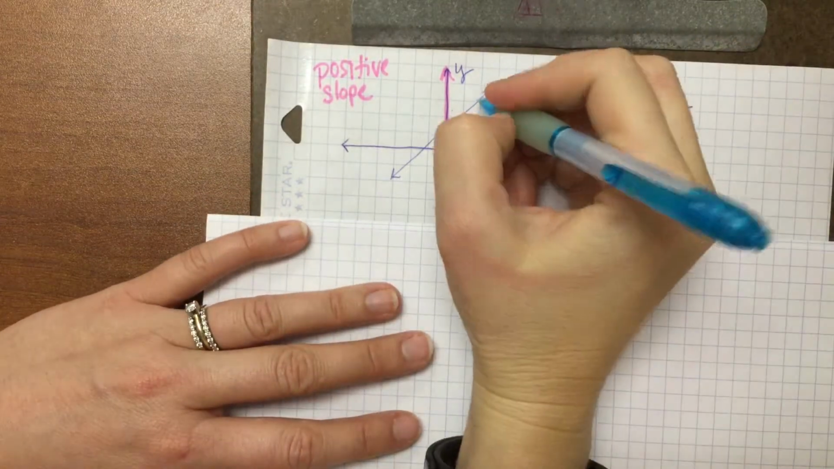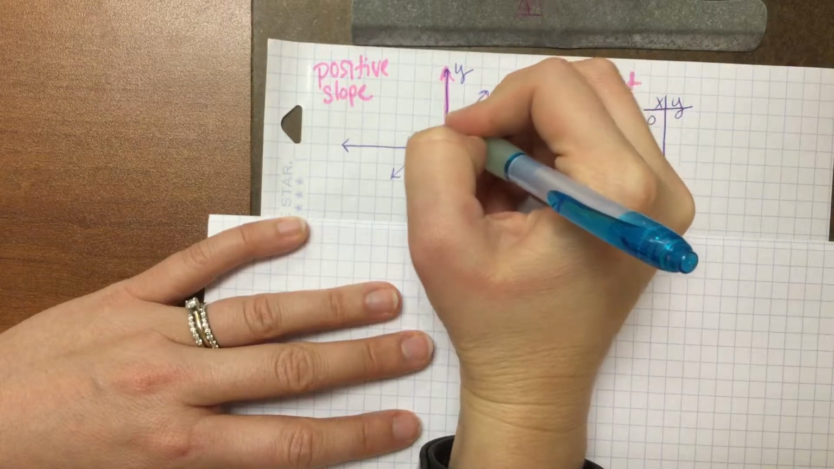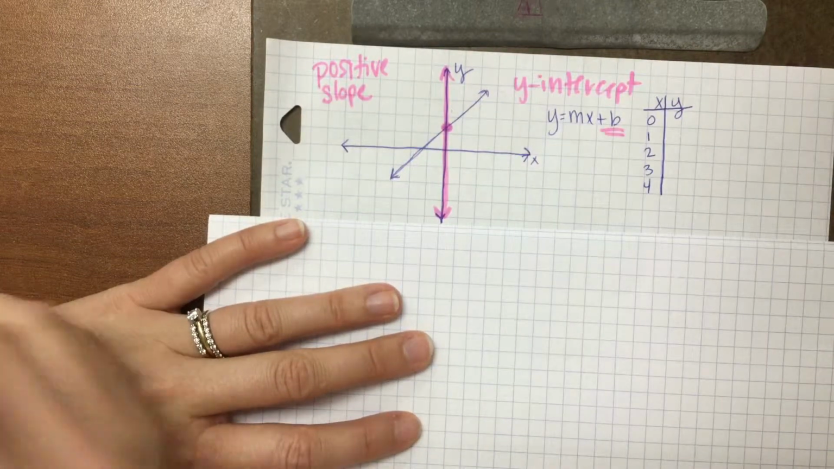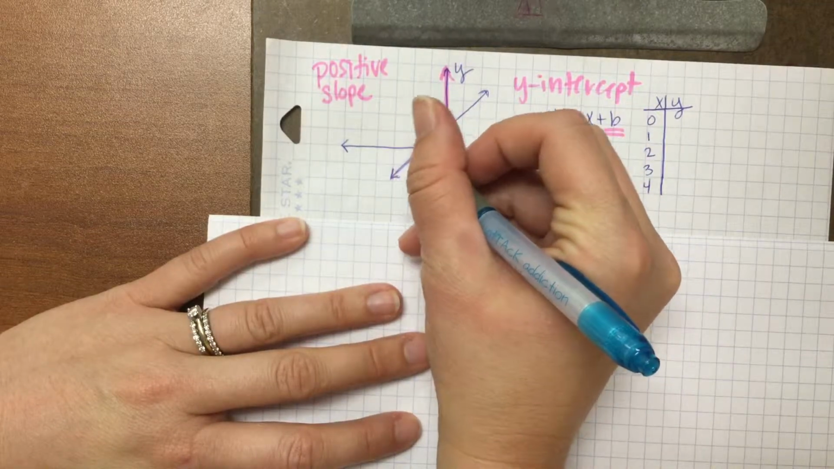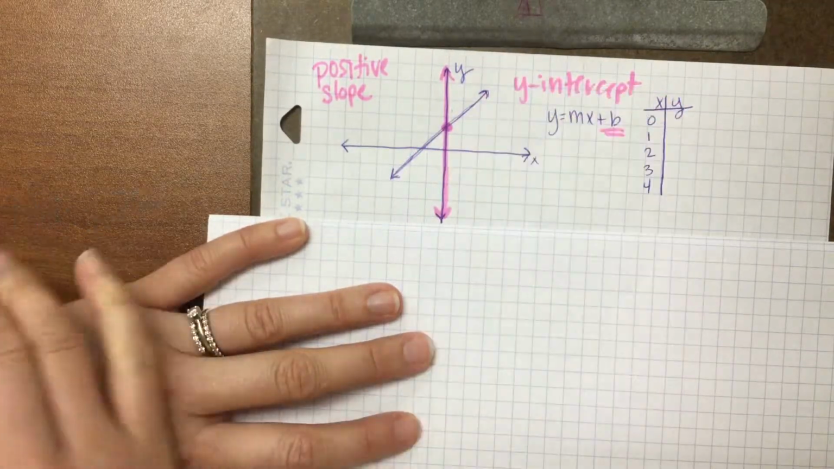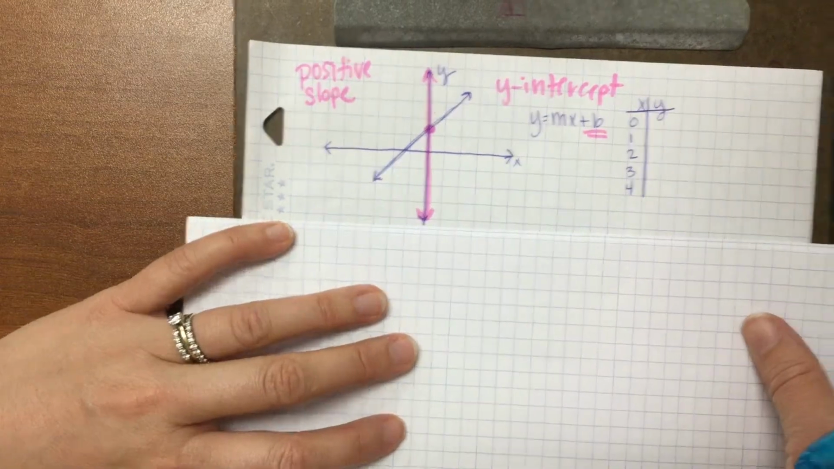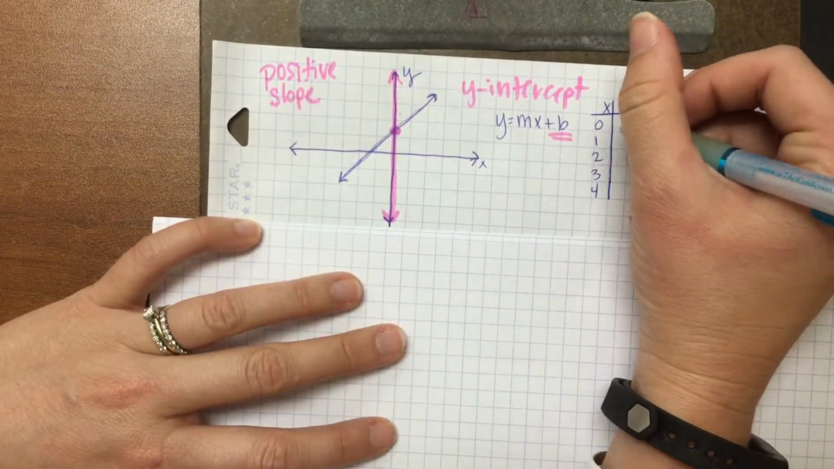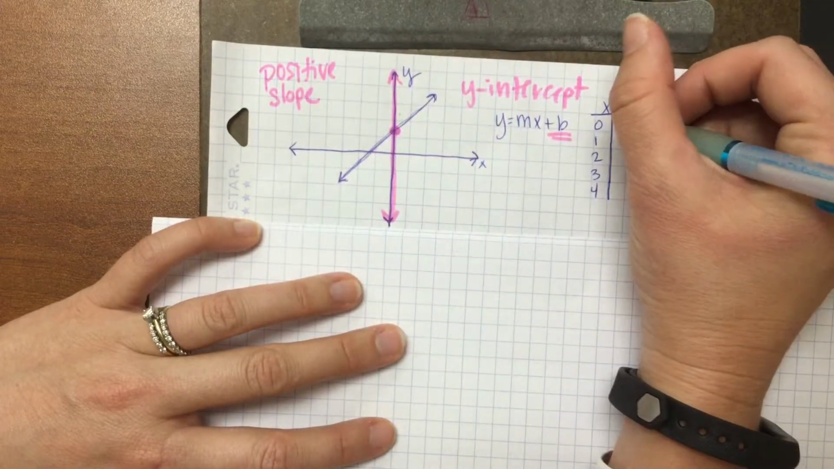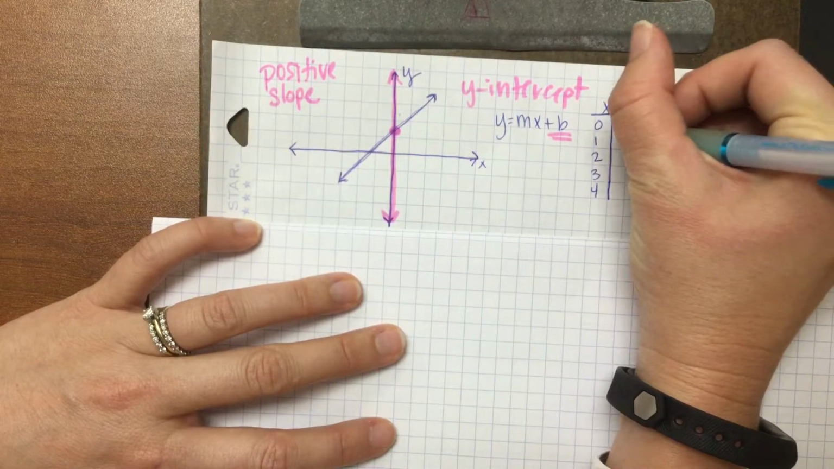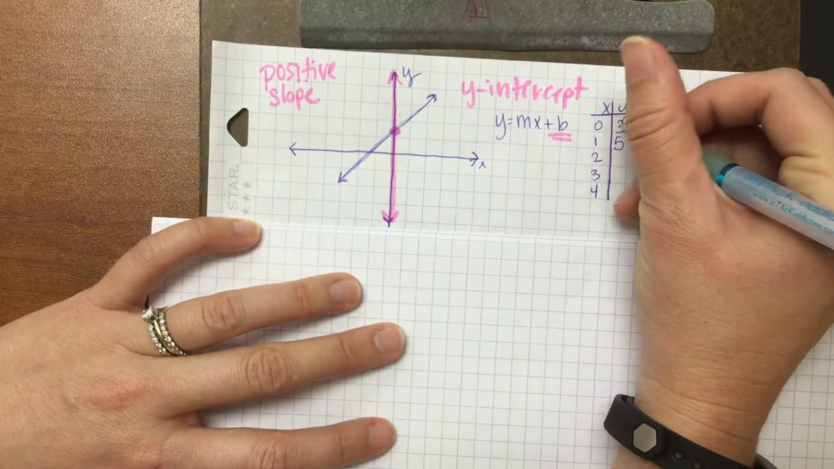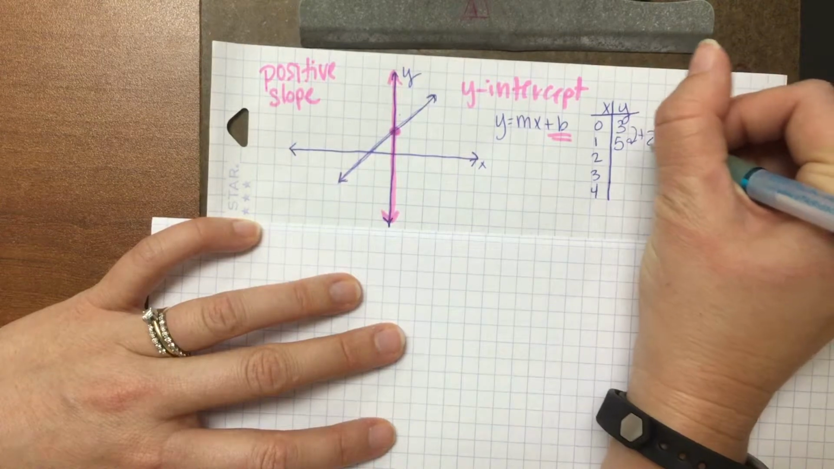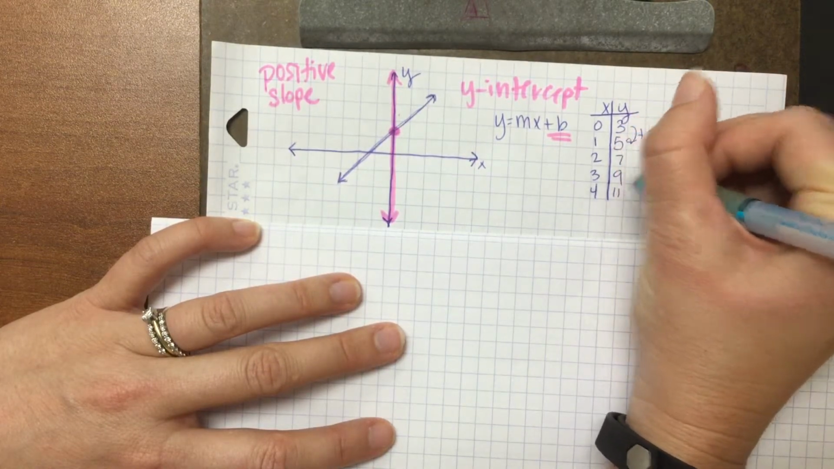So this line here has a slope which is positive. You can tell the slope is positive because the line is increasing as you read it across left to right. If you look at the table for that line here, this table would be increasing. Every time the x goes up by 1, the y in this case is going up by 2.